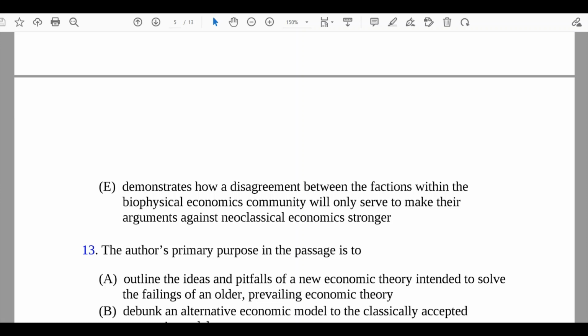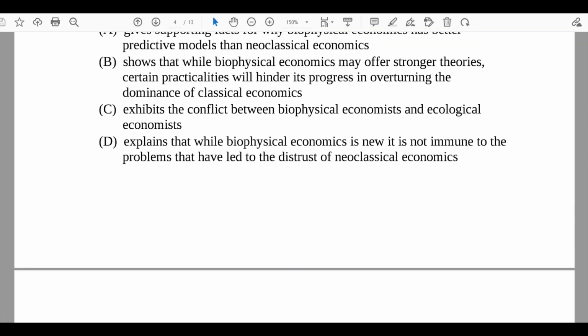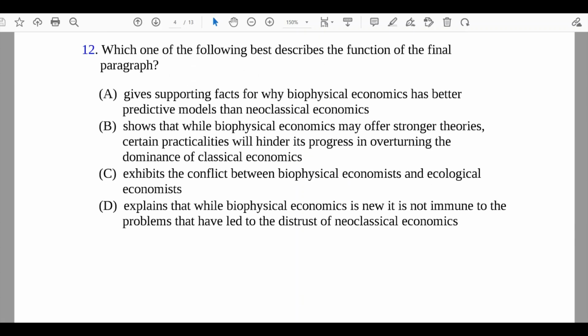demonstrates how a disagreement between the factions within the biophysical economics community will only serve to make their arguments against neoclassical economists stronger. And here it is. Let's analyze.